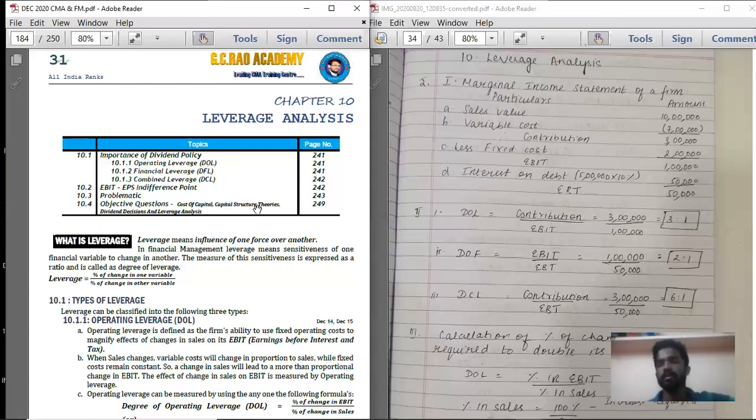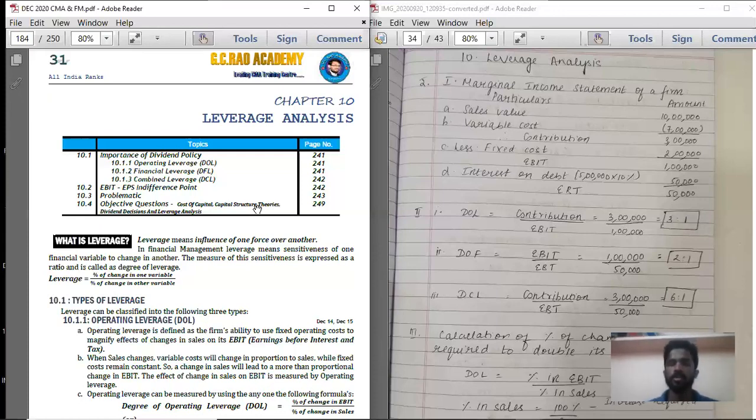So we know one thing, that fixed cost will always be fixed. So contribution less fixed cost, you will get EBIT. So irrespective of changes in sales, there will be no change in fixed cost. So contribution will change. If there is a change in sales, your contribution will change, but fixed cost will be fixed. Because fixed cost is fixed, your EBIT will change.